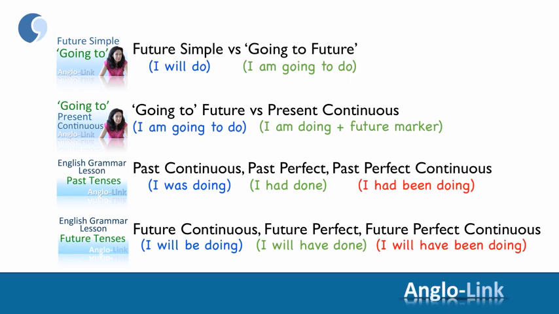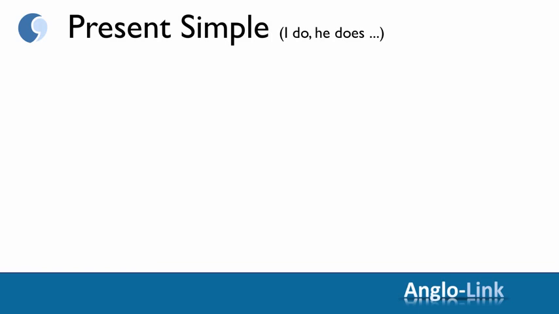So, let's start our revision by looking at present simple. I do, he does, etc. As you will remember, the present simple tense indicates a fact, a habit, or a regular action. Let's look at some examples.